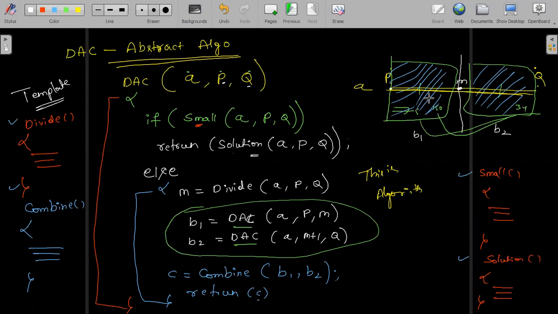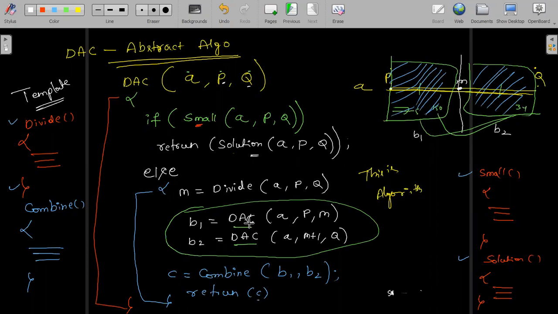Check whether the array is small or not. If it is not small, go to the else part and divide that array again into two parts. Still it is not small, again divide it into two parts, like that. So we have to divide the array into two parts or many parts or sub problems, until you get the answer, the sub problem answer.